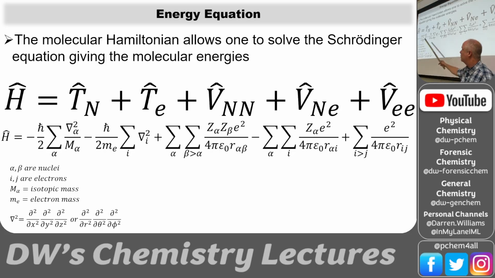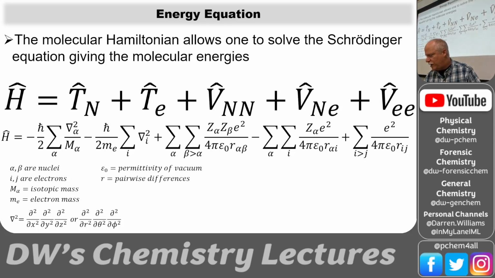This upside down del squared is the partial derivative. If you're in Cartesian systems, it's with respect to x, y, and z. If you're in a spherical system, it's r, theta, and phi. And this epsilon here for Coulombic attraction, that's the permittivity of the vacuum. So that's how the Coulombic charge drops off through the vacuum of space. And then r is the pairwise differences, so the distances between each of the pairs of particles. And then z is the number of protons in the nucleus, and e is the elementary charge.